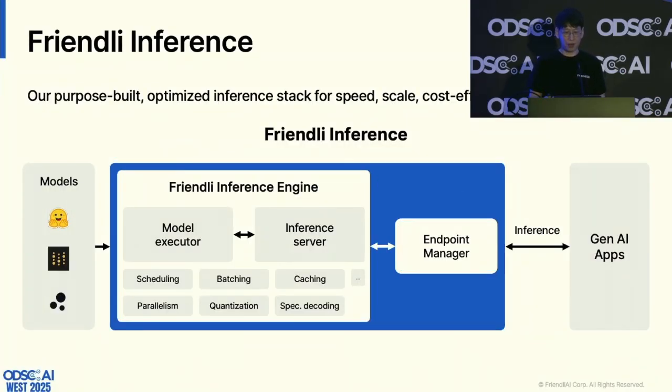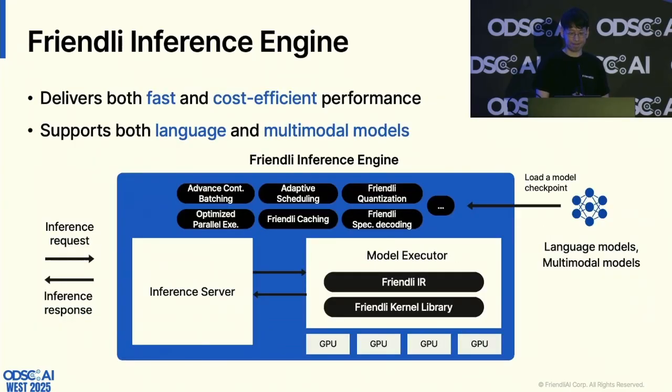So Friendly Inference is our purpose-built inference stack for speed, scale, cost efficiency, and reliability. At the core of Friendly Inference is our custom inference engine. It is purpose-built to run AI faster and more efficiently. It brings together years of innovation to power both language and multimodal models through a single unified engine.